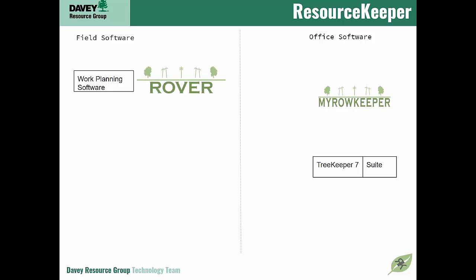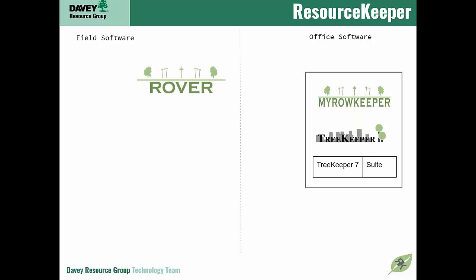Eventually, starting in 2014, 2015, we started to modernize this architecture that had been around since the early 2000s. We built Rover to replace work planning. We built My RowKeeper to replace the TreeKeeper 7 suite. Eventually, work planning software went away, and then the TreeKeeper 8 product was built off of the My RowKeeper platform.